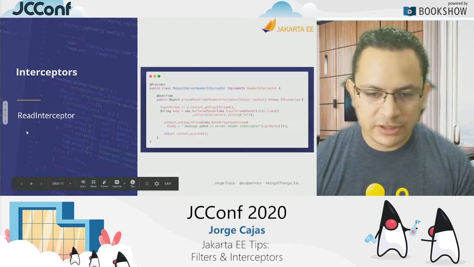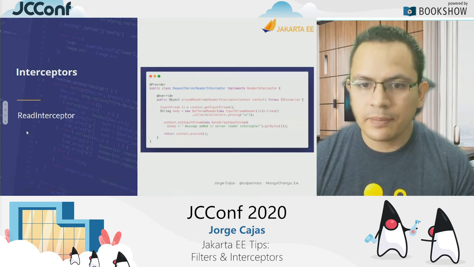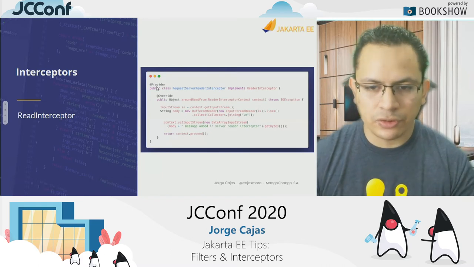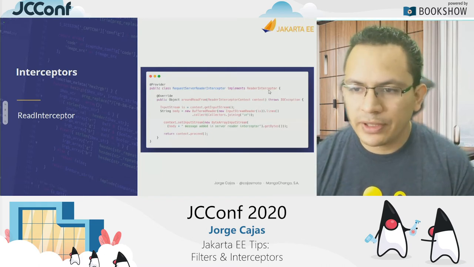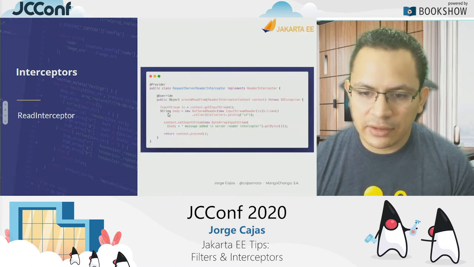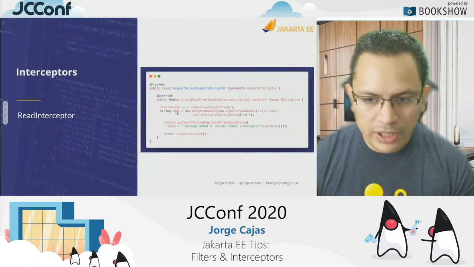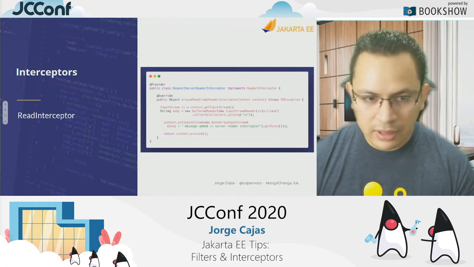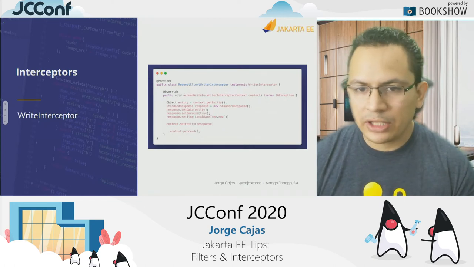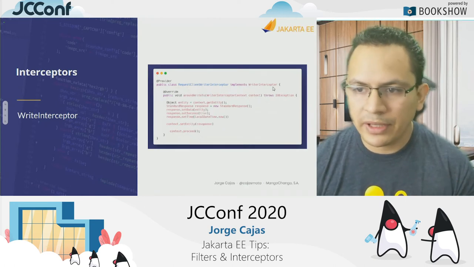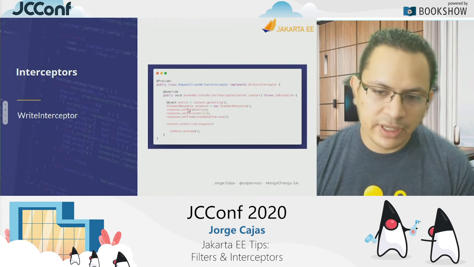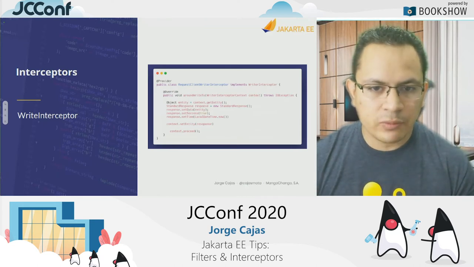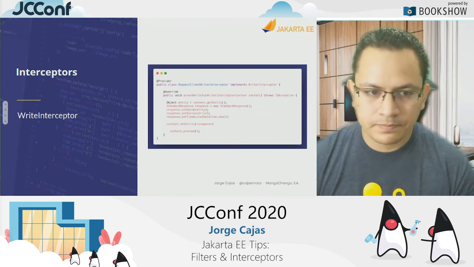So a read interceptor is very easy to create. Basically, you'll see the same provider annotation that registers this interceptor into your JavaScript environment. You need to implement the interceptor class, and right here you can modify the body or the HTTP headers of the request. The same goes for the write interceptor. You need to register it with the provider, implement the interceptor class, and right here you can modify the response before sending it to the client. We're going to see this in more detail in the demo.